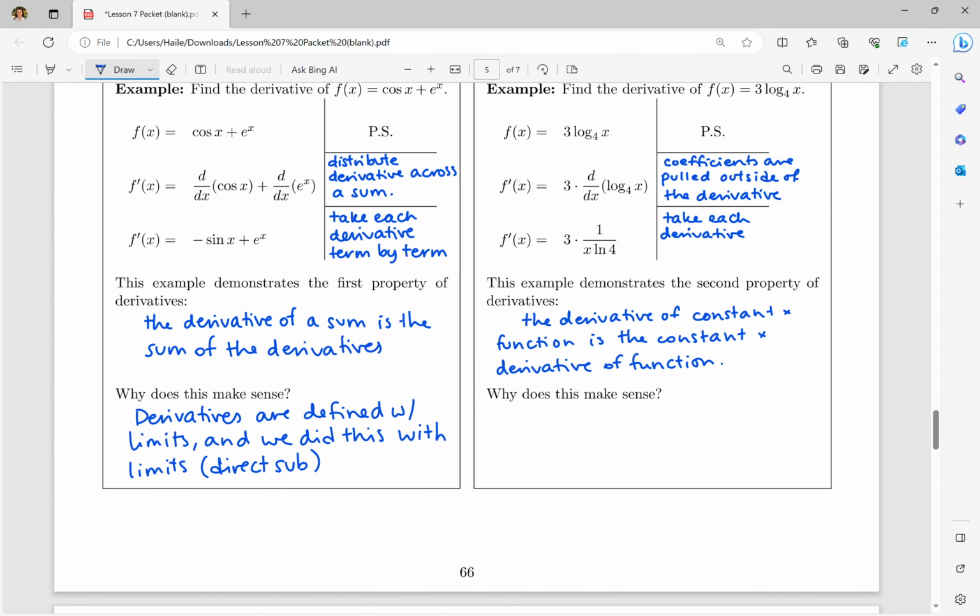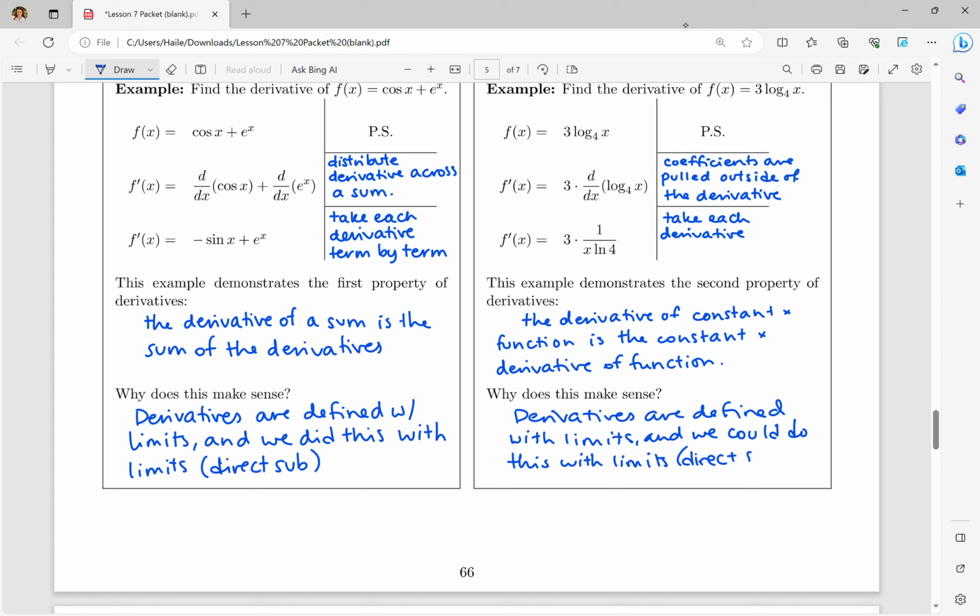Okay, and why does this make sense again? Well, same reasoning as the first one. Derivatives are defined with limits. And we did this with limits with direct substitution. So once again, we didn't explicitly talk about that when we were doing direct substitution, but we reasoned that it was okay to kind of just plug in an x value because a limit was approaching a y value. So it's similar reasoning here. So since we could do it with limits, we can also do it with derivatives. That makes perfect sense.